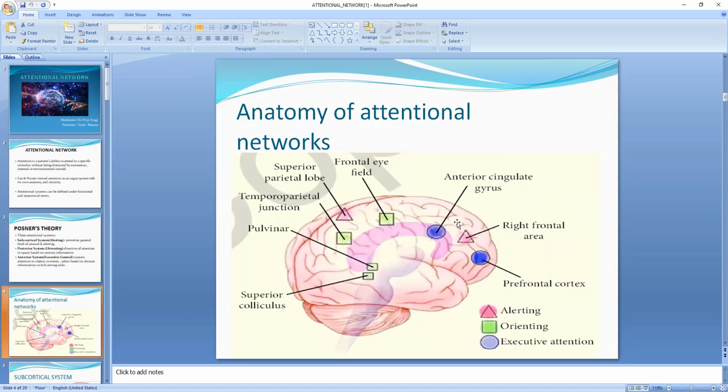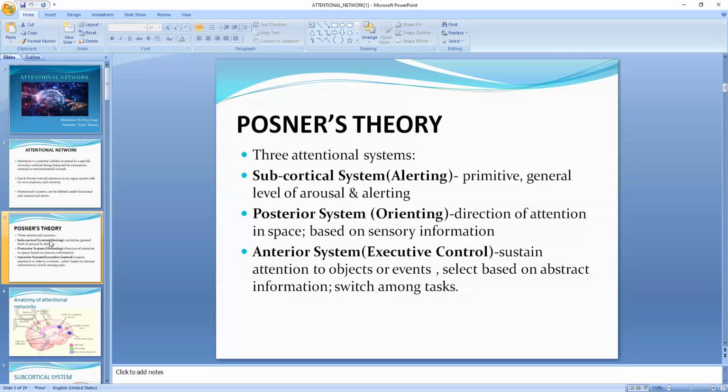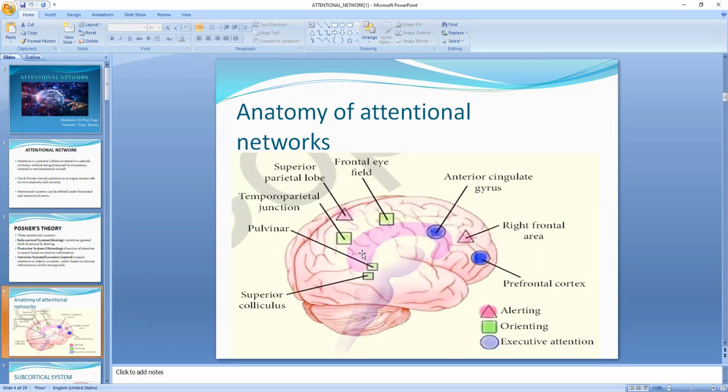Now we will see. So this attentional system is divided under these three subheadings, these three systems, that is subcortical system, which helps in alerting. Second is posterior system, which helps in orienting. And third is anterior system. Now we will see the diagram of it.